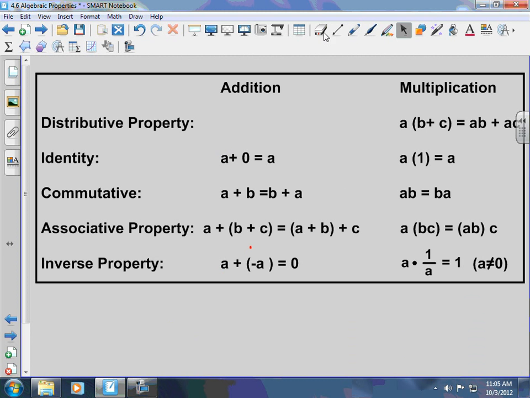Okay, so the first one is distributive property. Now, I know what a distributor is. I used to work on cars as a kid. They had distributors.